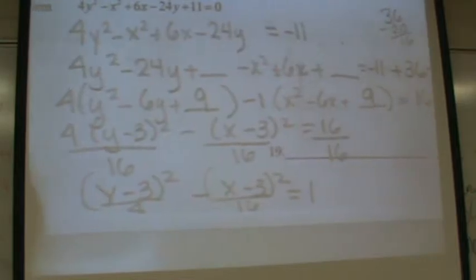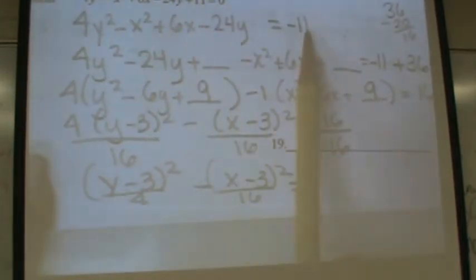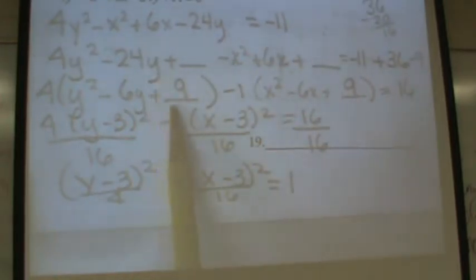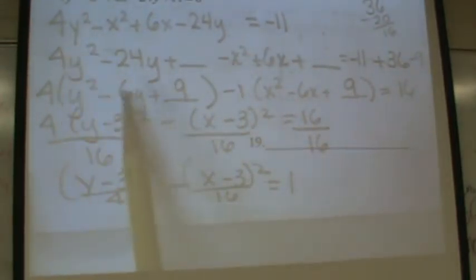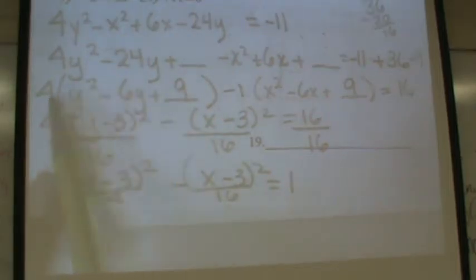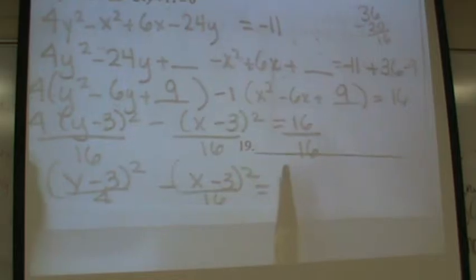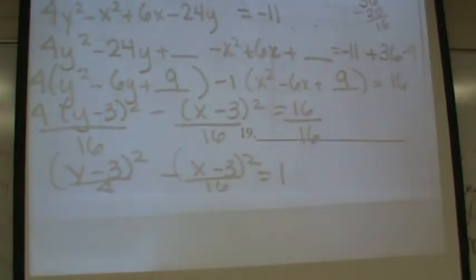Whoa. This last one, you have to complete the square. You have to subtract 11, and you have to pull a 4 out of these two. When you complete the square, cut this in half, square it, but when you multiply, you are adding 36. So be careful on this last one.